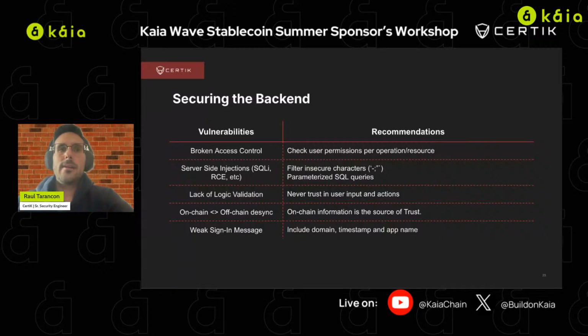The next one is on-chain and off-chain desynchronization. So if we have a backend with on-chain related data, we should always validate this data and synchronize it with the information on chain. Well, on chain is the source of truth.